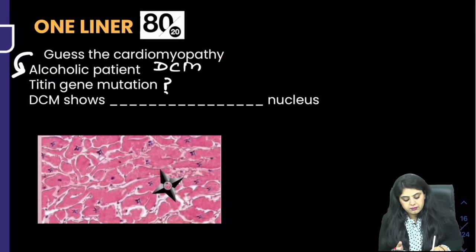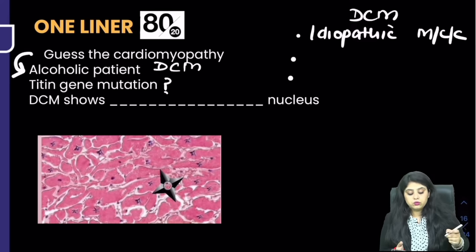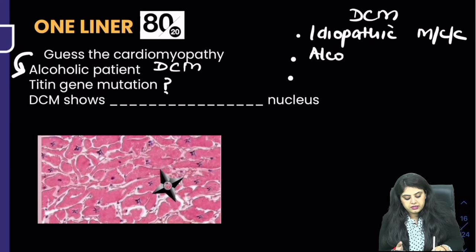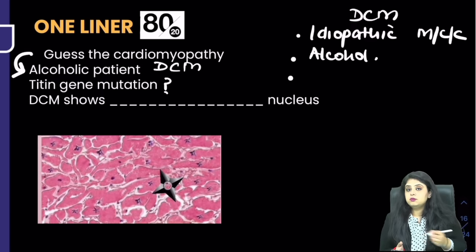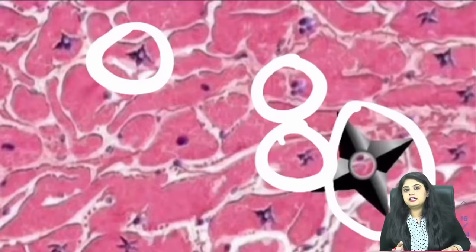So look, when I write about DCM, there are only three scenarios that they will give you. Either they will say, I don't know, meaning the most common cause is idiopathic. If they know the cause, then that's going to be a case of alcoholism. And if they want to tell you a genetics, they are going to pick titin.